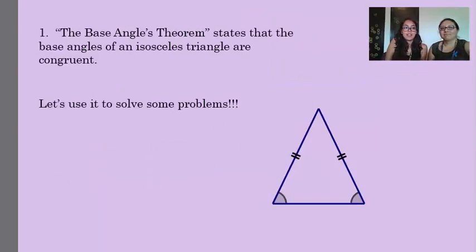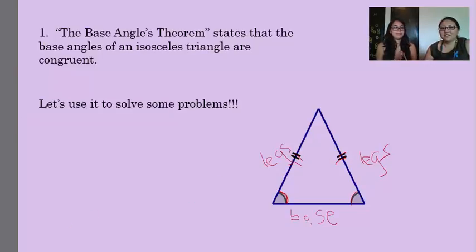First, I'm going to introduce a theorem called the base angles theorem. This theorem says that the base angles of an isosceles triangle are congruent. So this is an isosceles triangle. This is the base, and these are the legs. According to the base angles theorem, the angles of the base are congruent, therefore the legs have to be congruent.